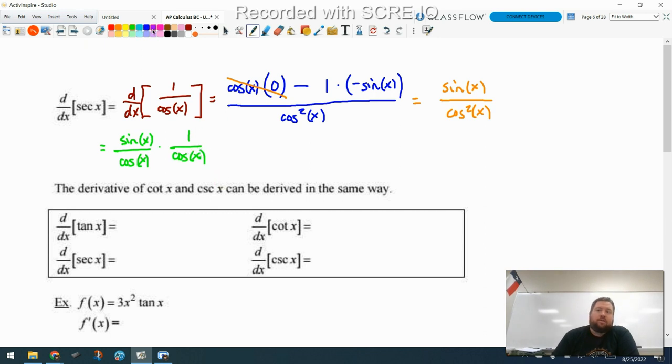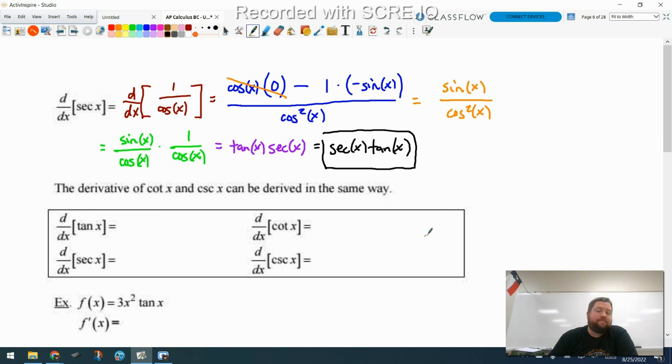And then if you convert those using the identities that you know about, sine over cosine is tangent, and 1 over cosine is secant. And then just in math, we usually write this the other way around. So we write it as secant tangent. And that's it. So the derivative of secant is secant tangent.